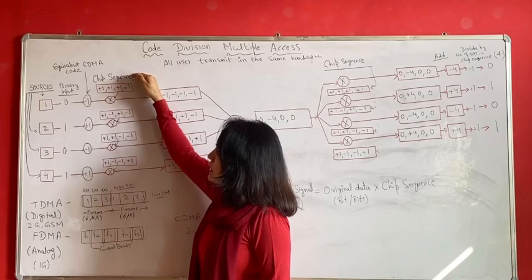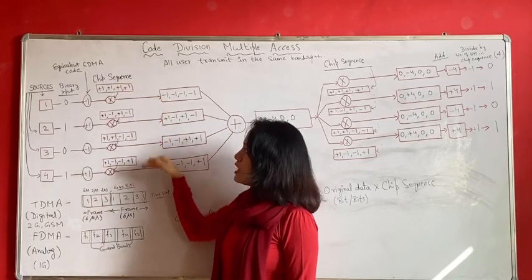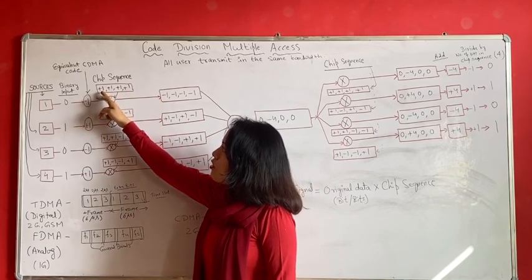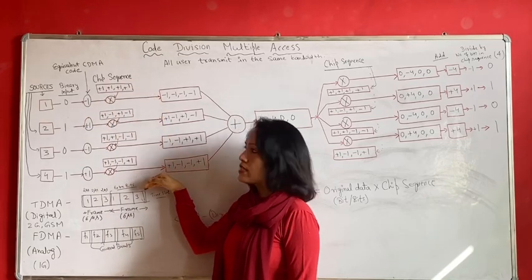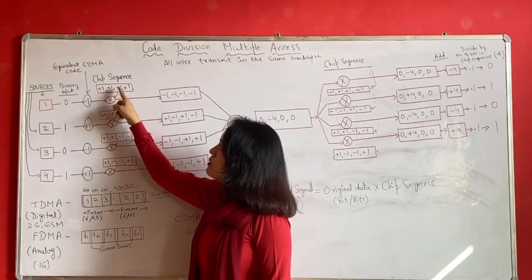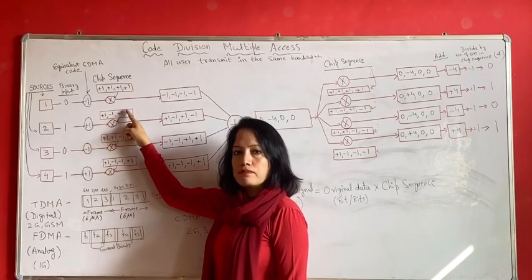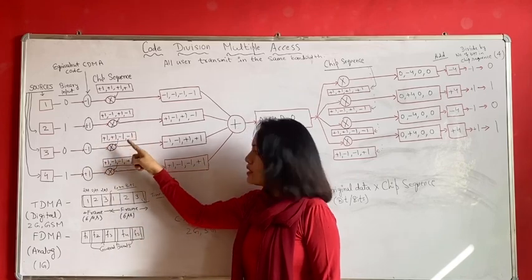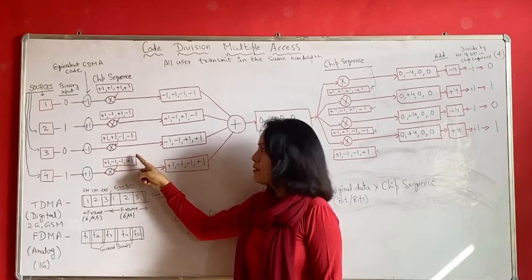Now the chip sequence is always different for different sources. So there are a total of 4 different sources here. The chip sequence is of 4 bits and is different for all these 4 sources. For the first source, the chip sequence is +1, +1, +1, +1. For the second source, it is +1, -1, +1, -1. For the third source, it is +1, +1, -1, -1. And for the fourth source, it is +1, -1, -1, +1.